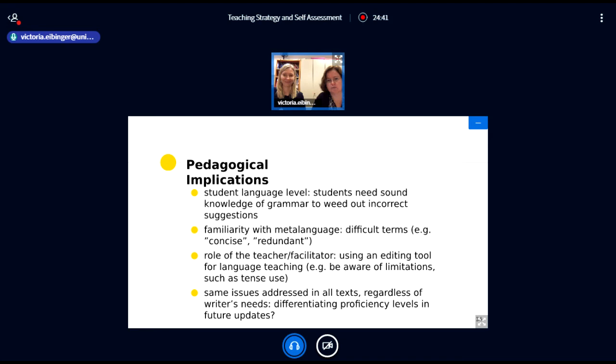This is where we come in. We also think that the teacher or facilitator has a very big role to play in this. If you're going to use an editing tool for language teaching, students are going to need guidance and learner training to be made aware of the limitations of the tool, for example, the problems with tense use and this attitude towards using the passive.